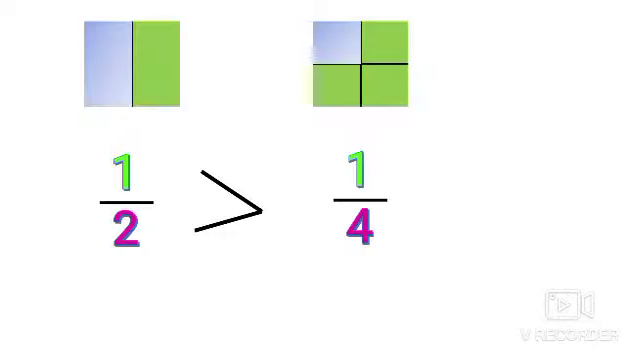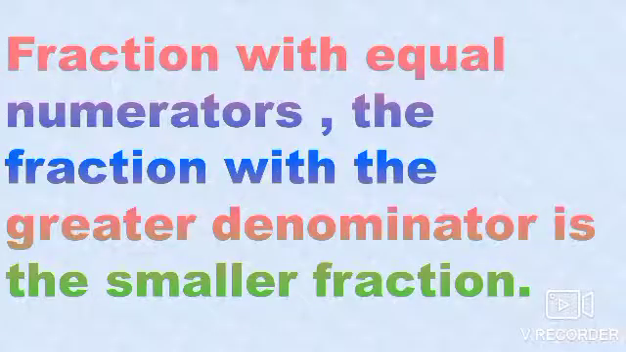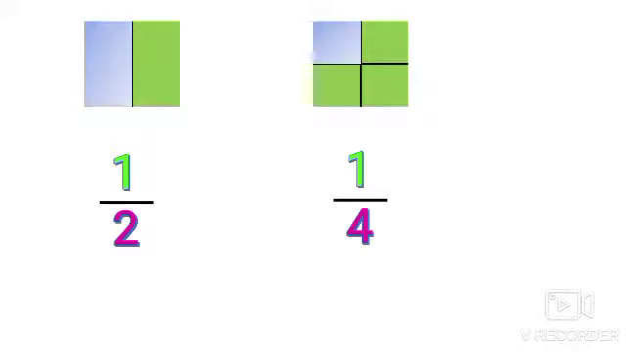Why like this? I will explain this to you, student. Fractions with equal numerators: when comparing fractions with equal numerators, the fraction with the greater denominator is smaller. As you can see in this example, student, these are unlike fractions and the numerators are the same. So what is the correct method?